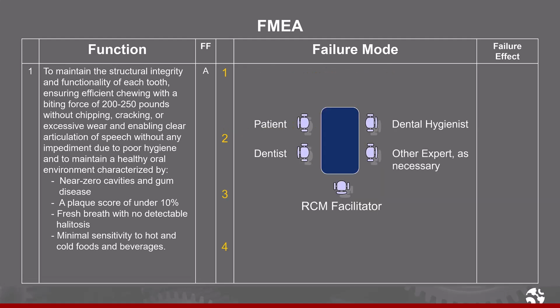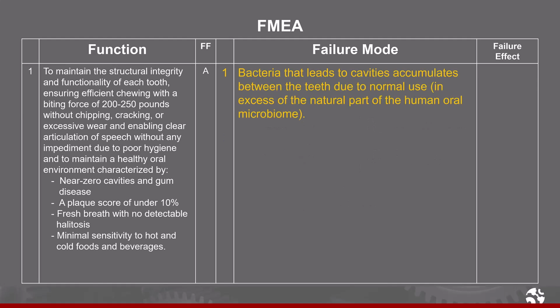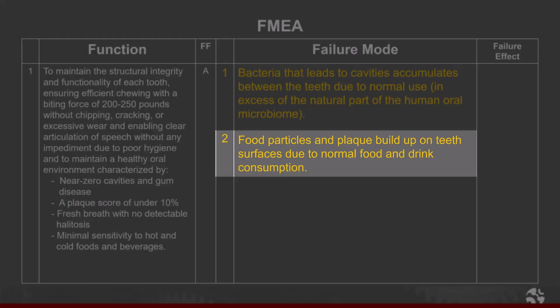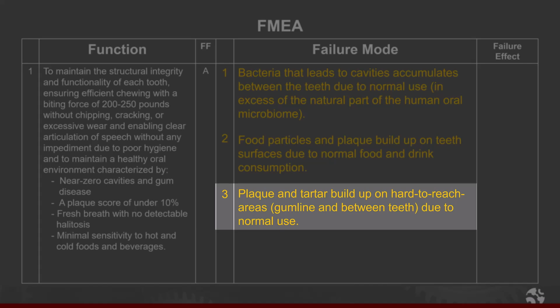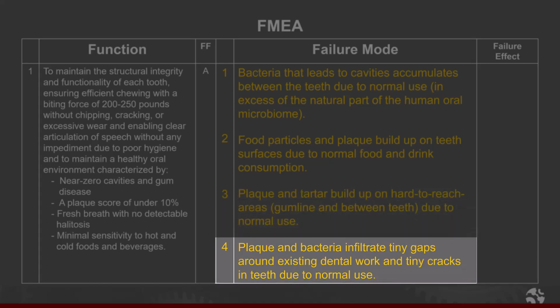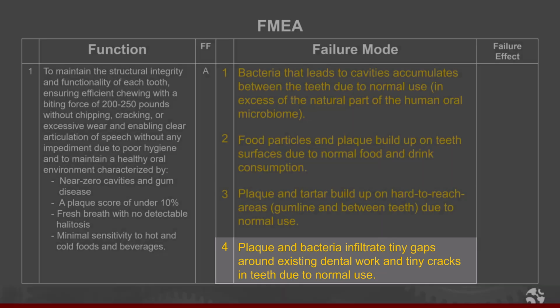So the facilitator would keep asking the working group questions and would eventually arrive at something like bacteria that leads to cavities accumulates between the teeth due to normal use, in excess of the natural part of the human oral microbiome. Food particles and plaque buildup on teeth surfaces due to normal food and drink consumption. Plaque and tartar buildup on hard-to-reach areas, gum line and between teeth due to normal use. And plaque and bacteria infiltrate tiny gaps around existing dental work and tiny cracks in teeth due to normal use.